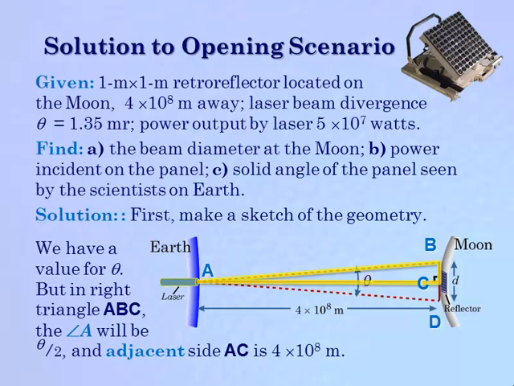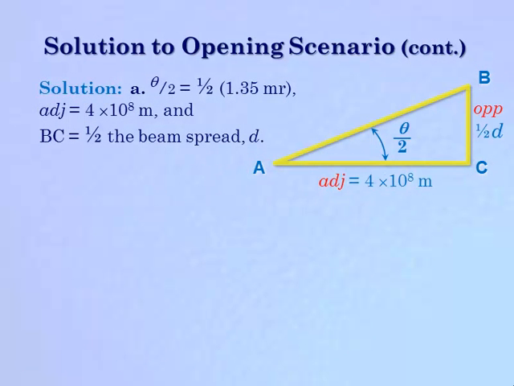Alright, so that should begin to tell you something. So we're trying to find the beam spread D as it reaches the moon. And so the opposite side of our triangle is going to be half of the beam spread, so half D. So we need to find what BC is. So the tangent of the angle, theta over 2, is going to equal the opposite side divided by the adjacent side. Now, we know the adjacent side and we know the angle, but we don't know the opposite. So we're going to have to solve for the opposite.